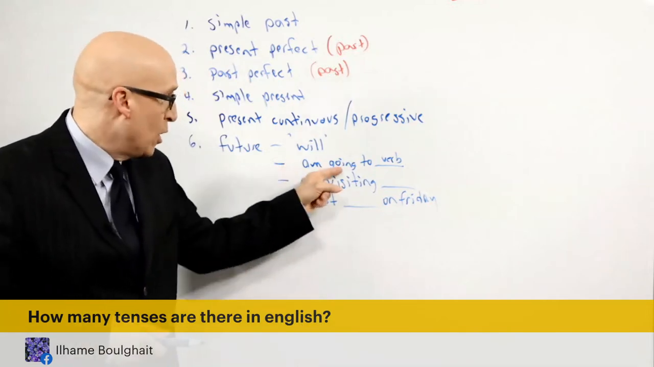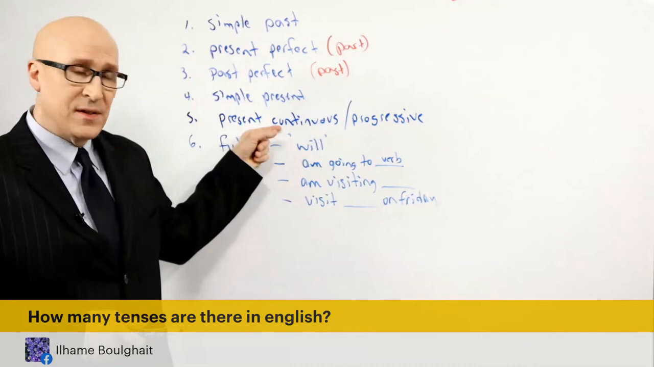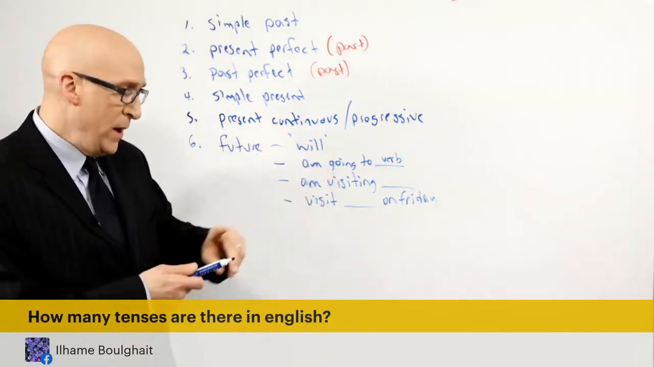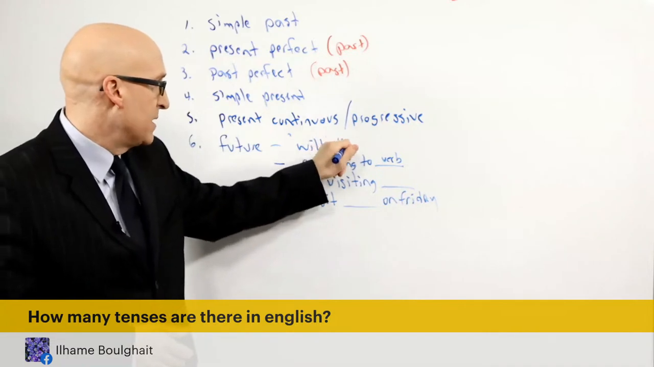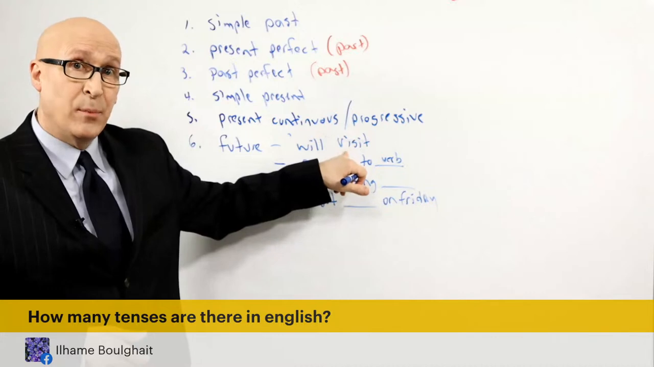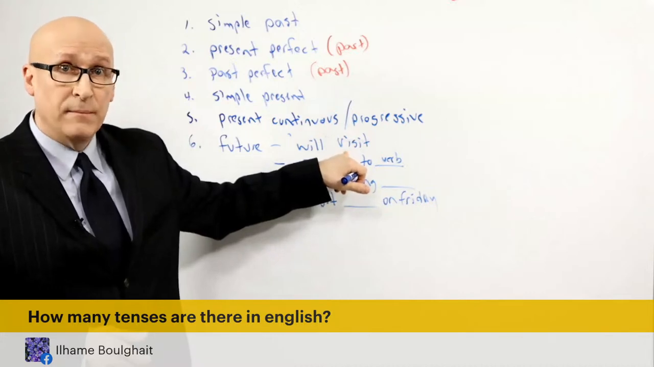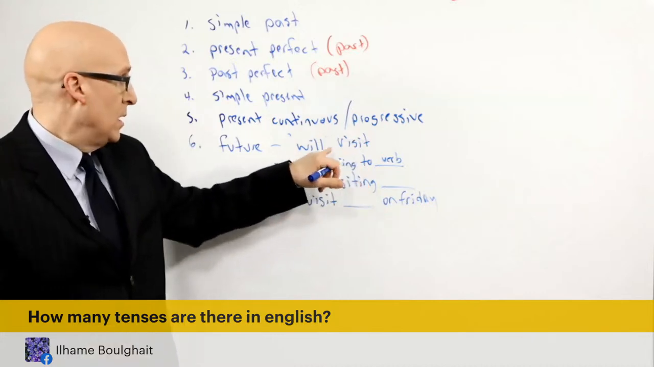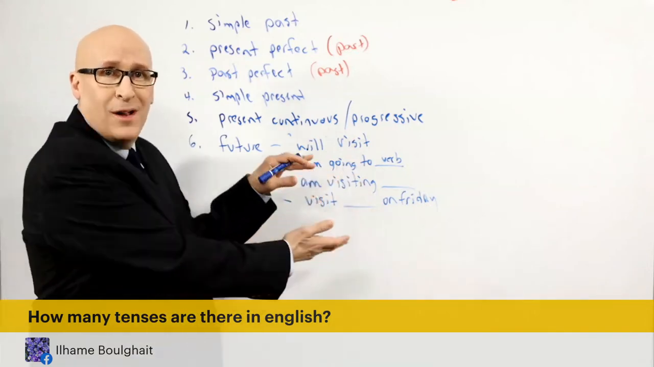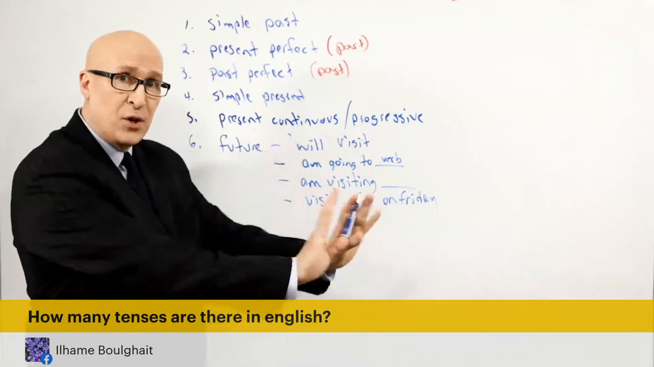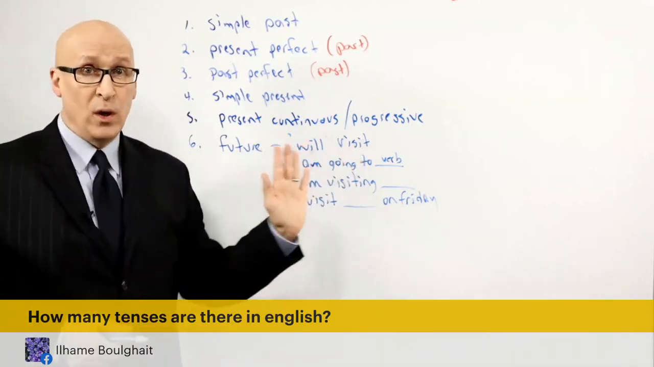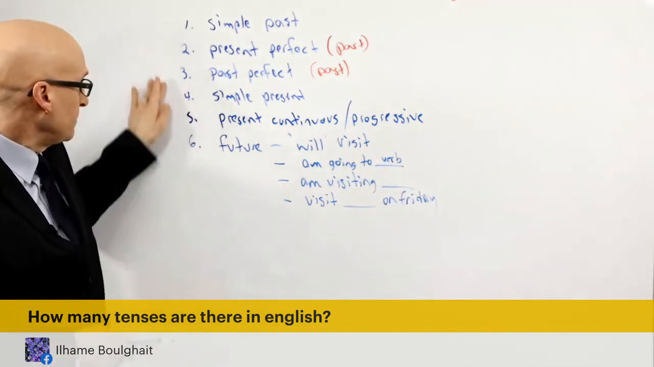Instead, we use am going. Well, that's present continuous. Am visiting. That's present continuous. Even will, if we say I will visit, look at the verb. The verb didn't change. It's simple present or base form, actually. So in English, we don't have a different tense for the future. We borrow present tense grammar and push it into the future. This one is base form, and we just add will, and will pushes it into the future.